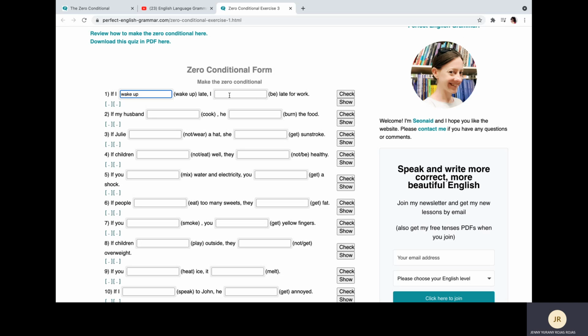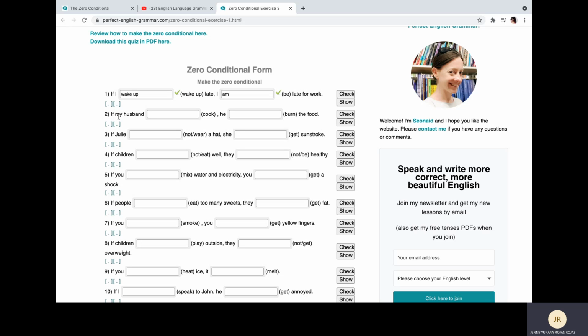¿Cómo es el verbo to be para el I am en presente? Because we are talking about the present simple tense. If I wake up late, I am late for work. Entonces, llego tarde al trabajo. Let's see. Okay, both of them are okay. So let's see the second example, and the others you are going to work by yourself, okay?